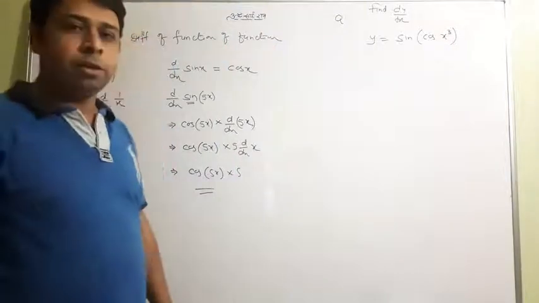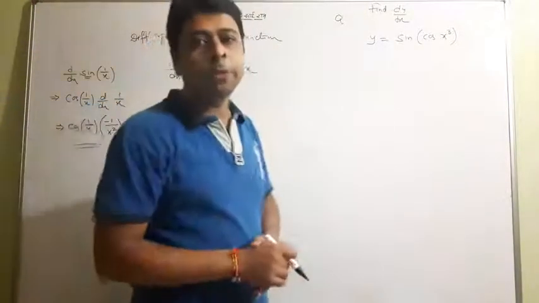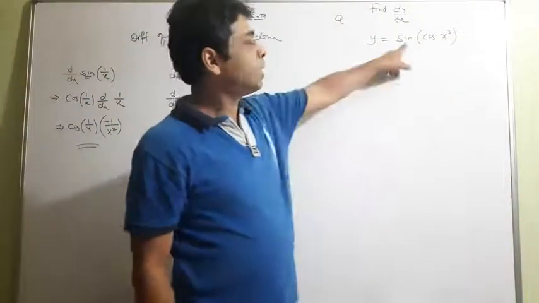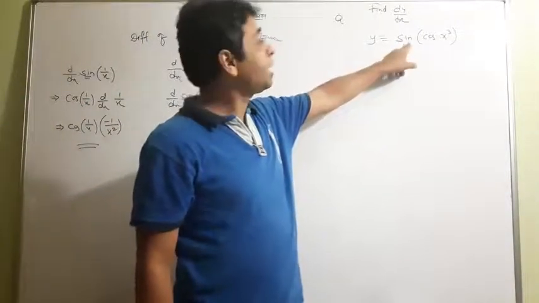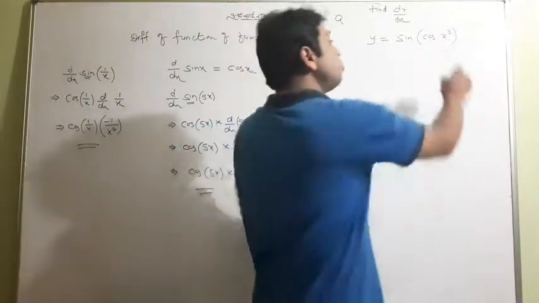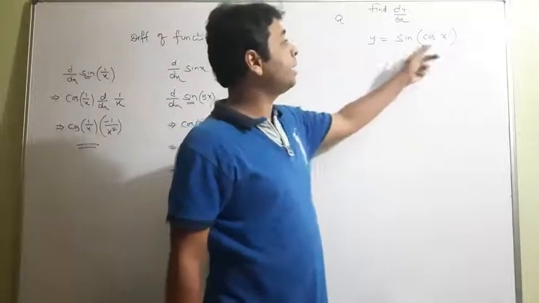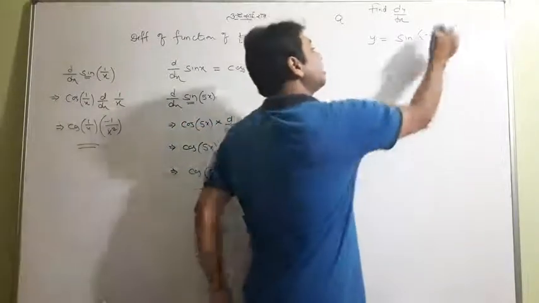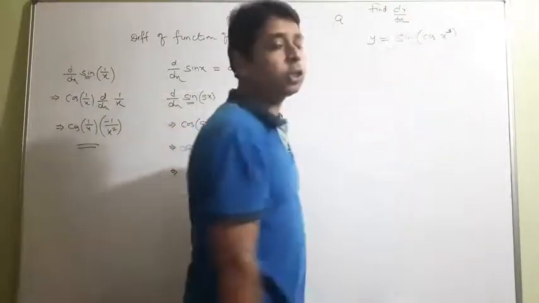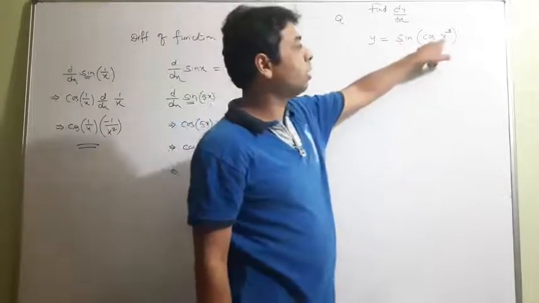Now think, before beginning the question, you have to think about how many functions there are. First is sine, second is cos, and third is x cube. If it were only x, then there would be only two functions: first sine, second cos x. But look at it carefully, it is x cube. So there are three functions here: first is sine, second is cos, and third is x cube.